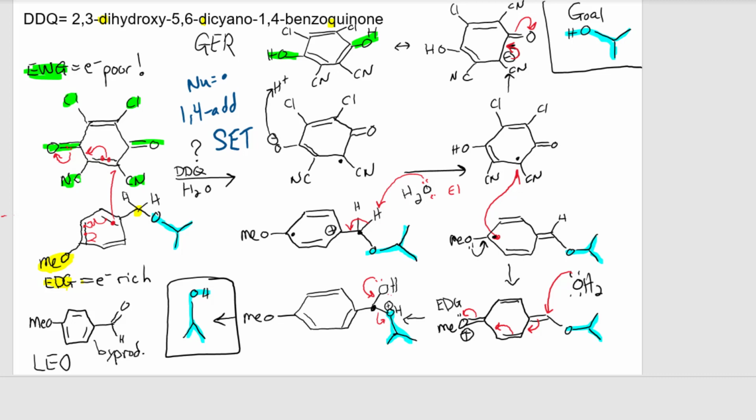You cannot take off a benzyl group using DDQ. You can only do it with PMB. You have to have that methoxy group, that donating group. That makes all the difference.